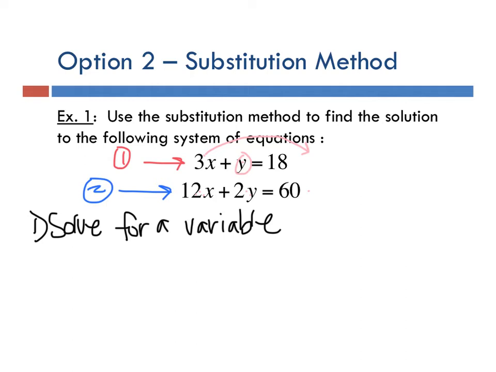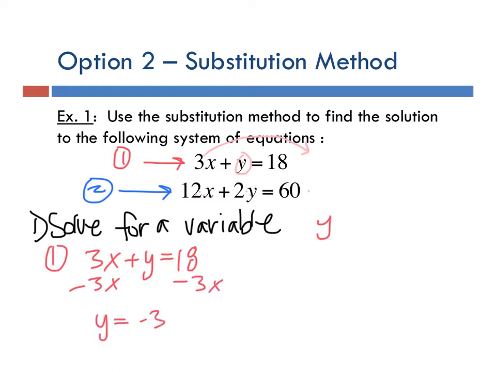So, let's rewrite number 1. Solve for a variable, and this is going to be solving for y. So 3x plus y equals 18. What can you do to get y by itself? You want to get the 3x to the other side of the fence. y equals negative 3x plus 18.